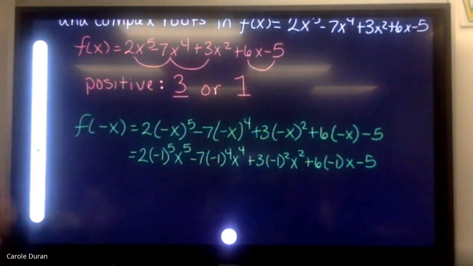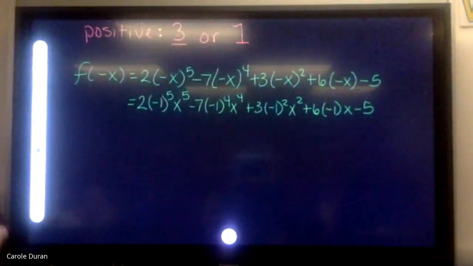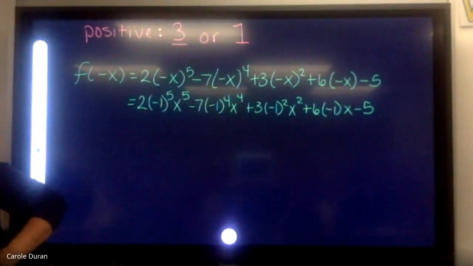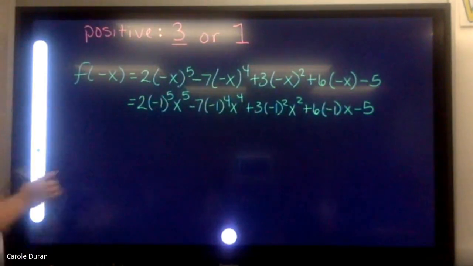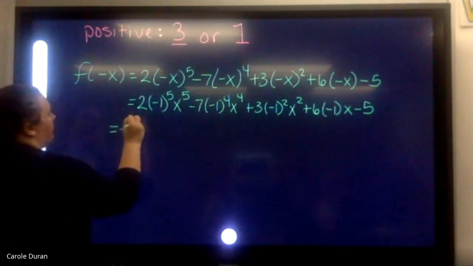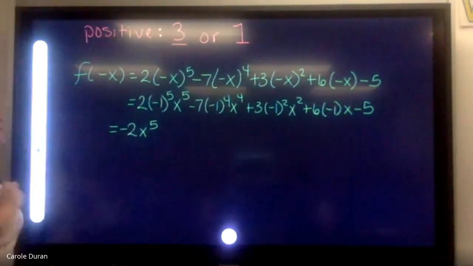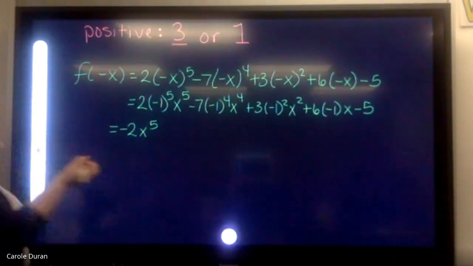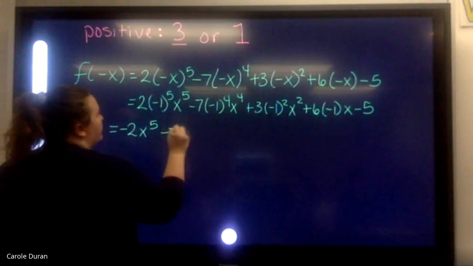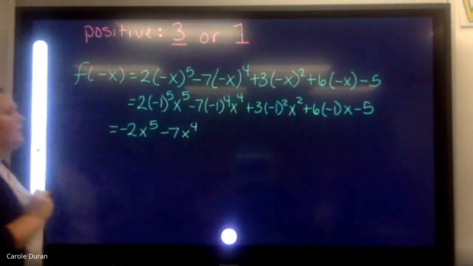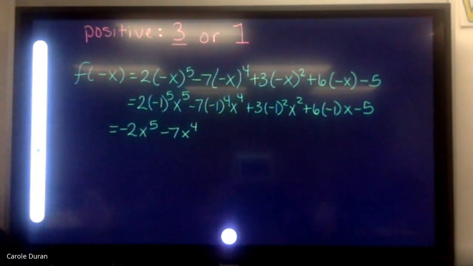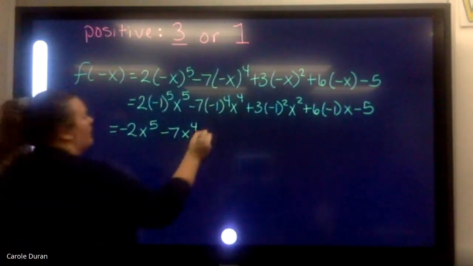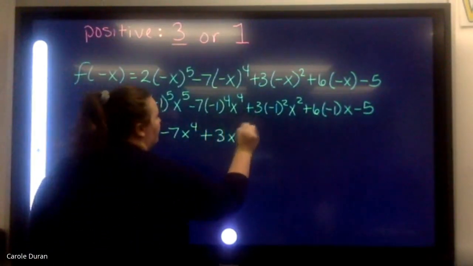And then I simplify by taking -1 to each of those exponents. So what do I get when I take -1 and raise it to the 5th power? I get a negative. So then I'm going to have -1 times 2, which will become -2x to the 5th. What do I get when I take -1 to the 4th power? Positive, so it doesn't change the sign, because +1 times a -7 is still a -7. Same thing happens when I take -1 and I square it. It becomes a positive. So I still have plus 3x squared.